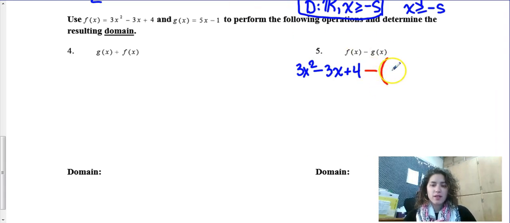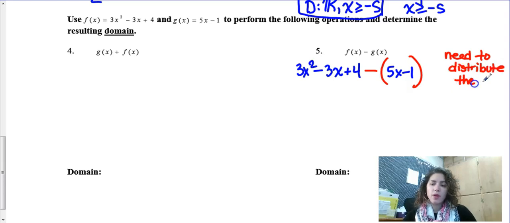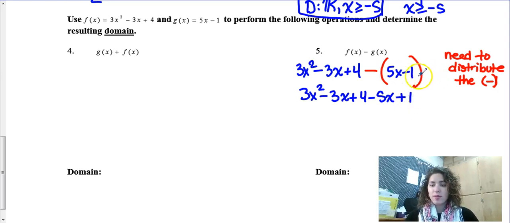Because when I plug g of x in here, which is 5x minus 1, I need to distribute the negative, or a negative 1, if that helps you to see it. This negative has to be distributed to every single term in here. So that's why I have to use parentheses, because now this will be 3x squared minus 3x plus 4 minus 5x plus 1. And if there were more terms here, I would have kept sending in that negative. So subtraction, have to use parentheses.